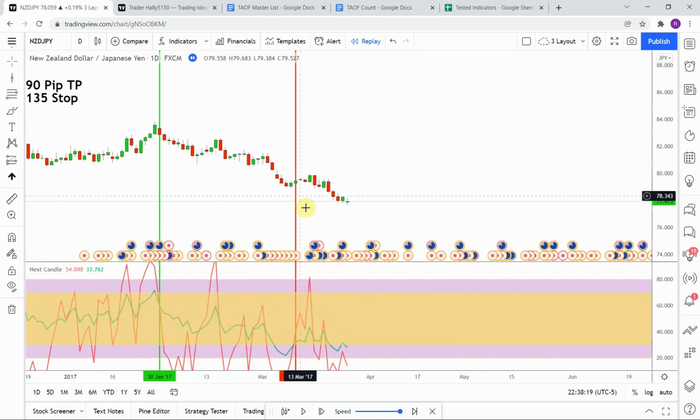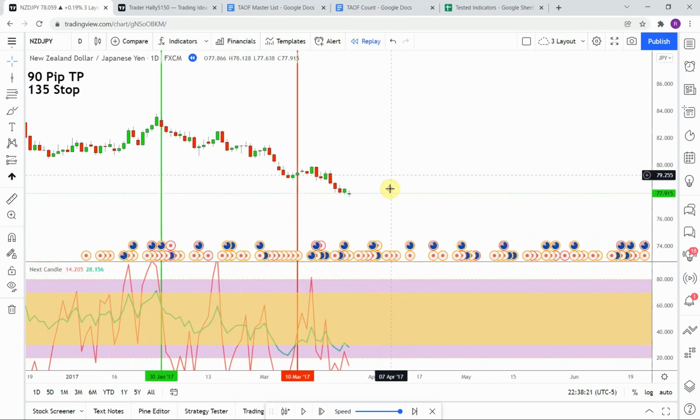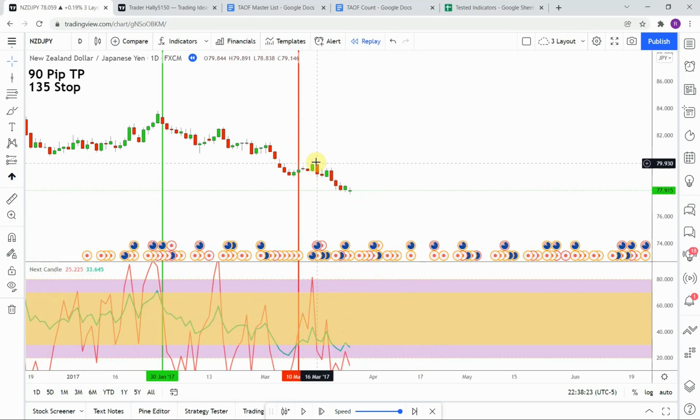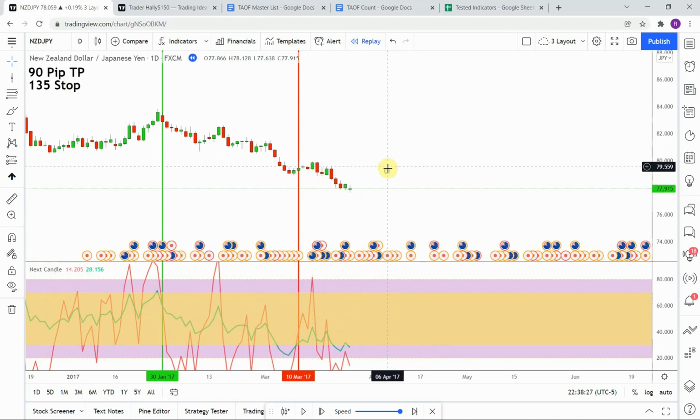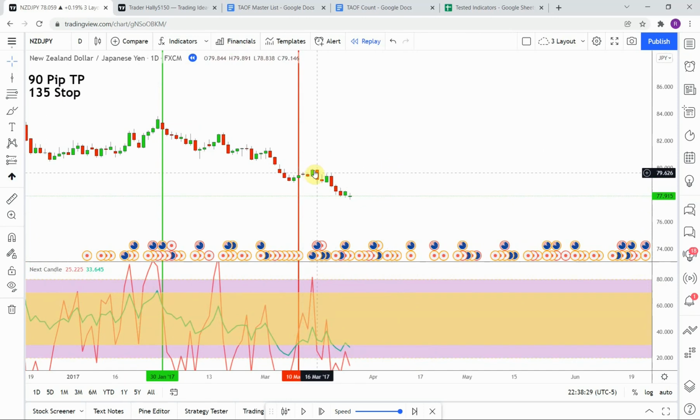Then we pick up a long over here on this side. We get a nice little push to the upside, but it isn't quite enough to hit that 90 pip take profit before price then rolls over and takes a drop to the downside, and so that one does get us stopped out. So what I'm going to do here is go ahead and fast forward the testing, that way things don't get too long, and we will pick this up when we are at the end of the year.